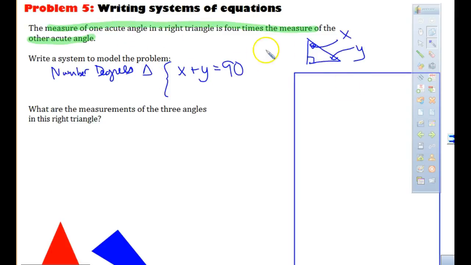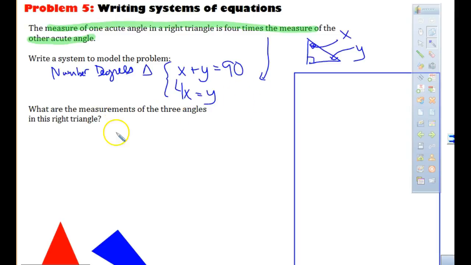Now we want to go back to this statement up here. And how can I write that equation? One is 4 times the other. What do you want to start with? 4x equals y. Could you have written y equals 4x? Yes. Could you have had x equal 4y? Would it matter? They don't tell us which one's bigger, so it doesn't matter which way you write it. Since she gave us y equals, this one is set up perfectly for substitution.